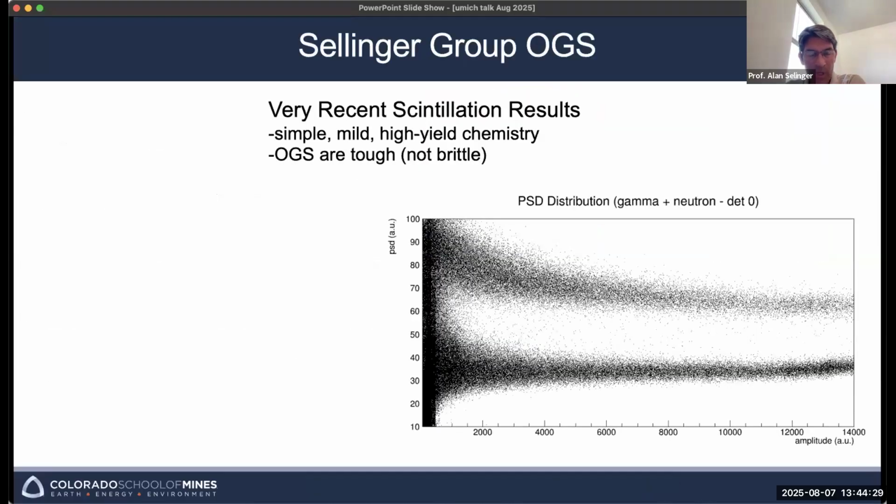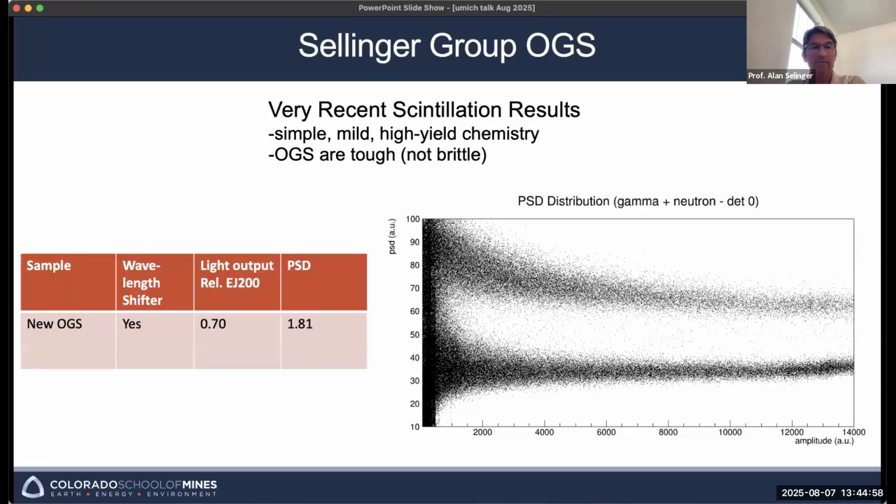So our group very recently, this is data like a week old, we've been able to make organic glasses using a very simple chemical process that's really mild and is high yield chemistry, and now we are making organic glasses that are very tough. So you can drop them on the countertop. They don't chip, they don't crack. They can be machined very easily, and they have a very good PSD of 1.8. This is tested at Sandia, so we're collaborating with Sandia on this. So yeah, these are the type of scintillators that we're able to make now.